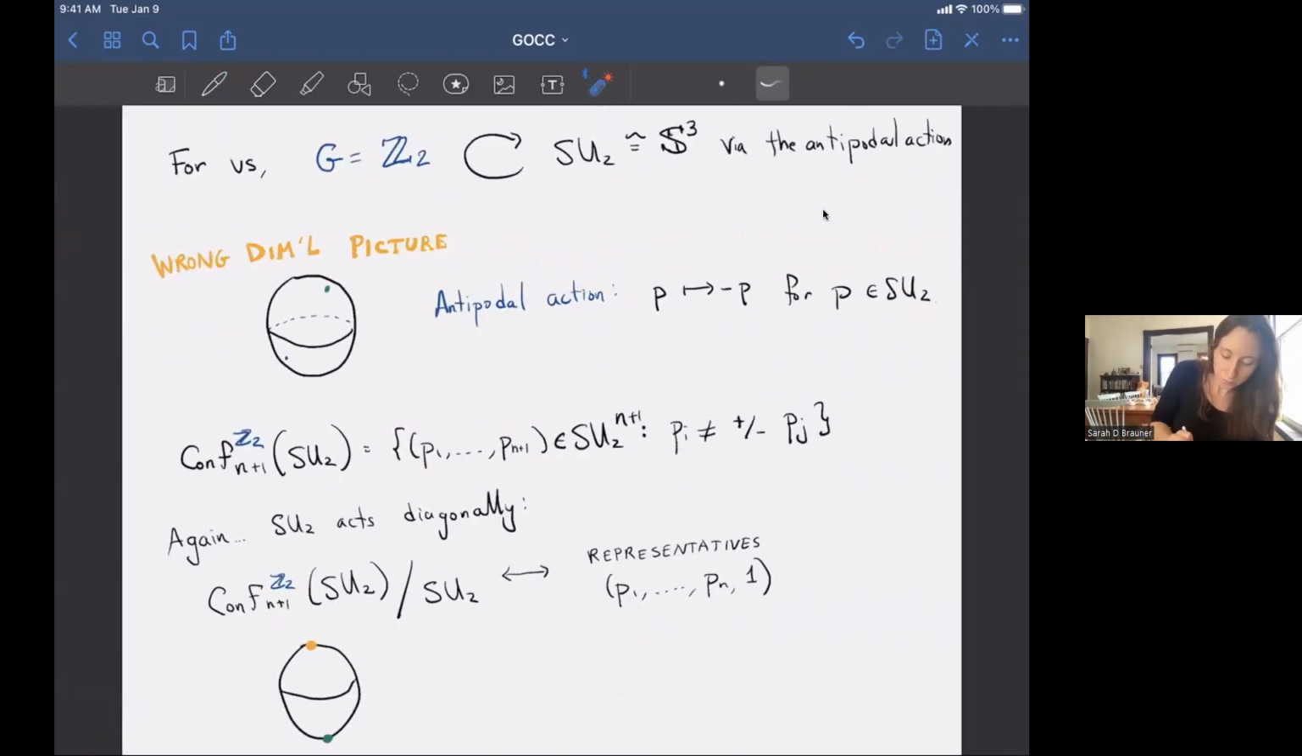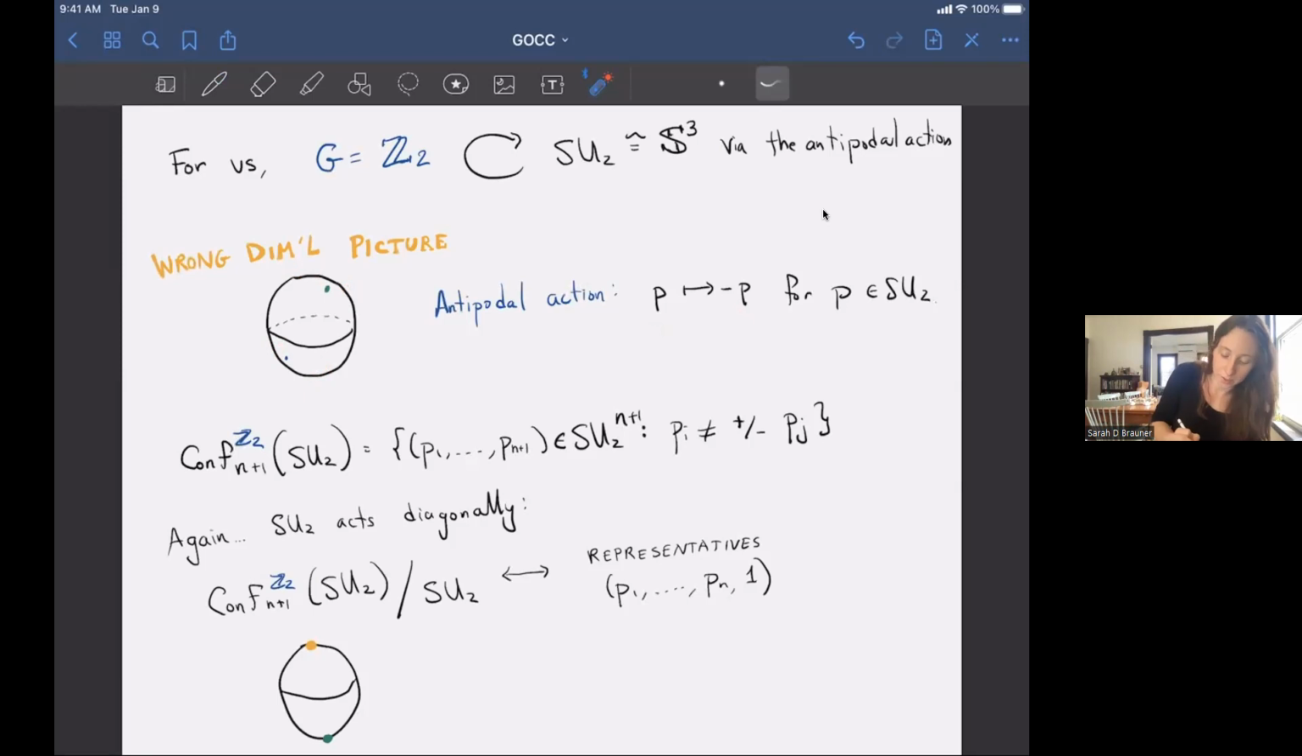So let's let our group acting be Z2, and the space it's acting on is going to be SU2, so the sphere. And it's going to act via the antipodal action. Again, this is the wrong dimension, but what the antipodal action means is I'm taking my north pole and sending it to my south pole, or more generally, this point I'm sending to its opposite point. Algebraically, that looks like P is sent to negative P in SU2.